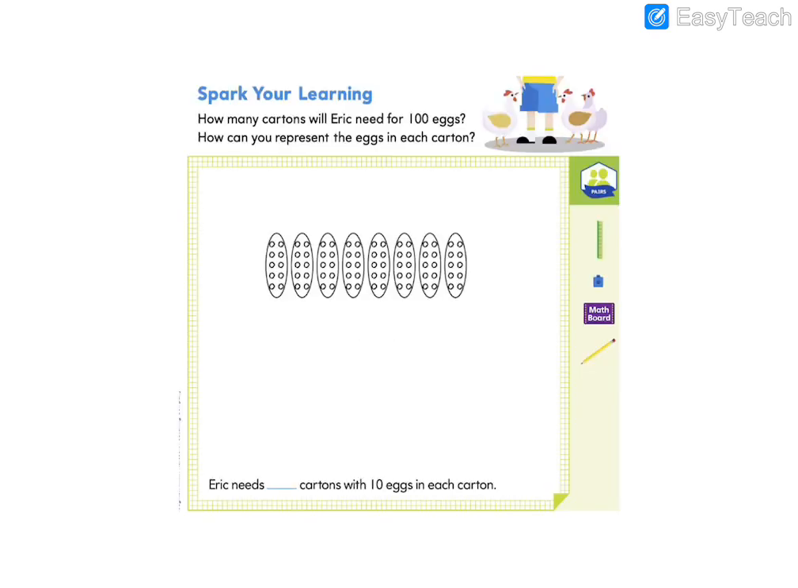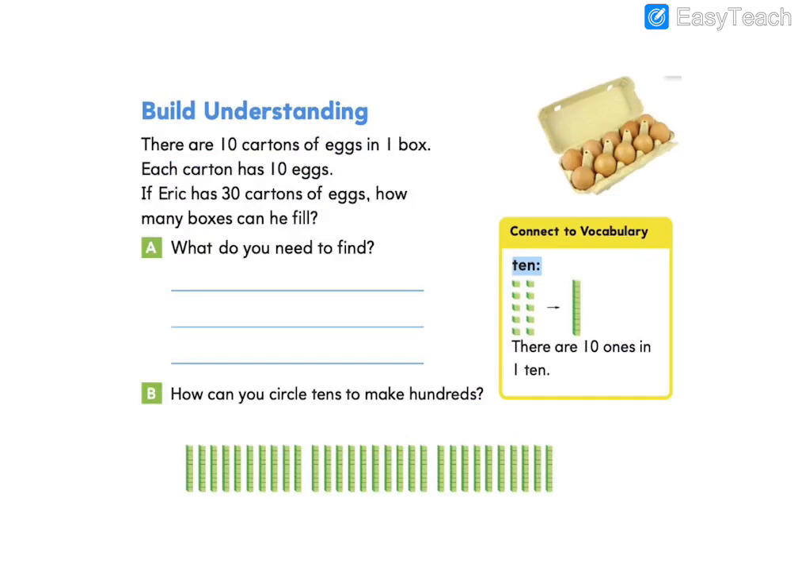You should have completed the check understanding. Here it shows us circling groups of 10. We're going to use this knowledge to help us complete the other problems, thinking about 10 as groups. So now let's take a look at our build understanding on page 92.